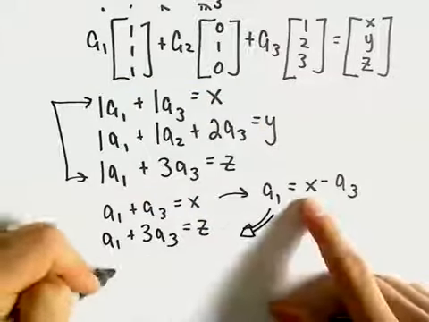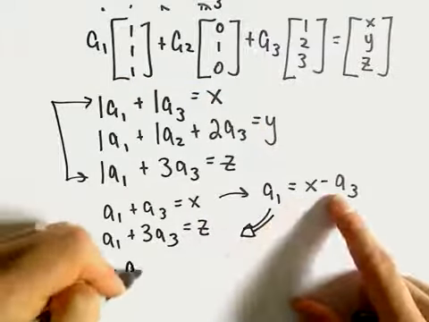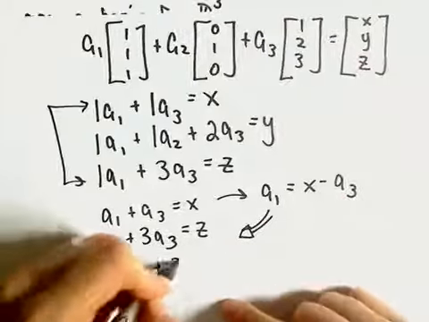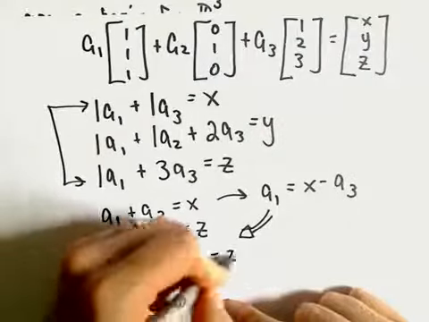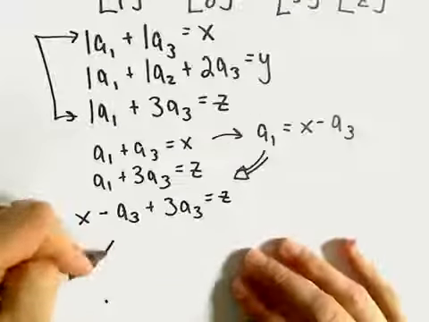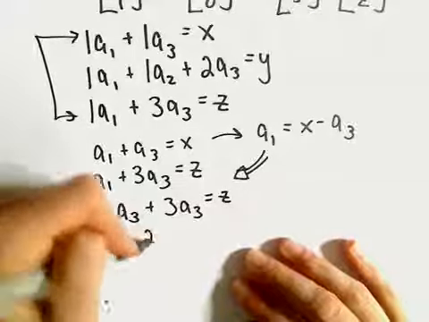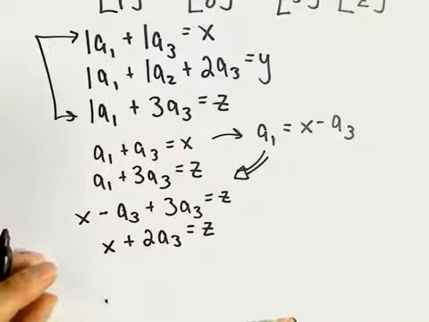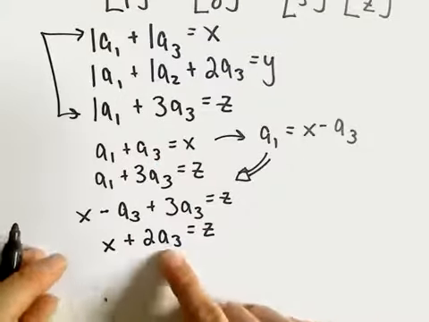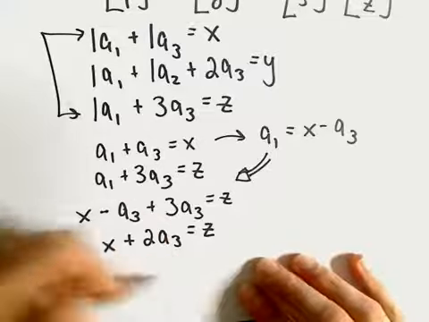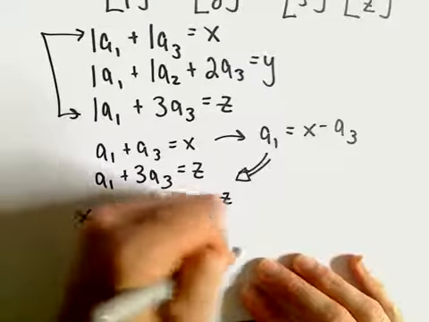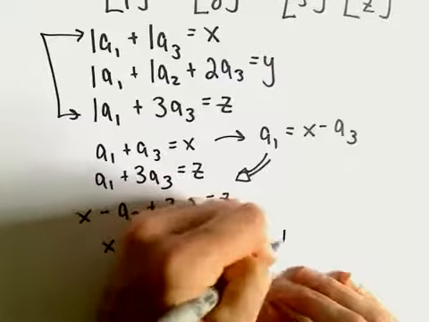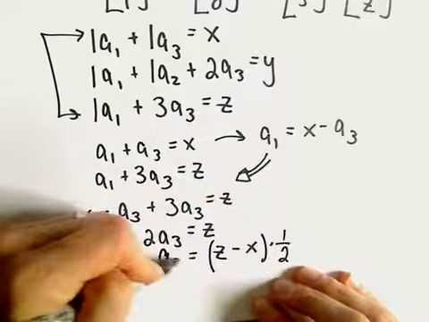And now I'm going to plug that into my other equation that I peeled off here. So we have x minus a sub 3. Again, I'm just plugging that in for a1 here. But then we still have plus 3 times a sub 3 equals z. Well, that tells us that's going to be x plus 2 times a sub 3 equals z. And again, I'm trying to solve for my constants a1, a2, a3. Well, here we can solve for a sub 3. We can subtract the x over, so z minus x, and then divide by 2, or equivalently multiply by 1/2. And that'll give us our value for a sub 3.